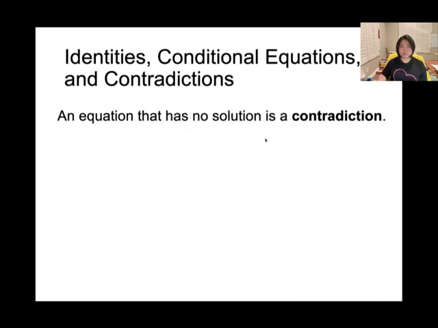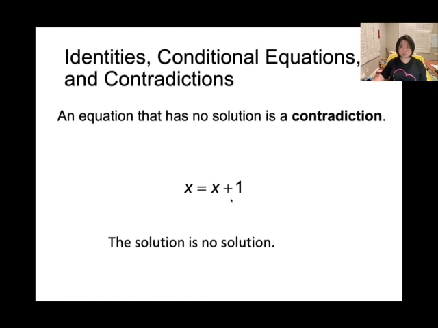Last one, an equation that has no solution is a contradiction. For example, I have x equal to x plus 1. If I try to solve for my x, I'm gonna subtract x from both sides. You're gonna get 0 equal to 1. And 0 equal to 1, this is a false statement. So we say this is no solution. Okay, and we say the equation is a contradiction, and that makes it like no solution.